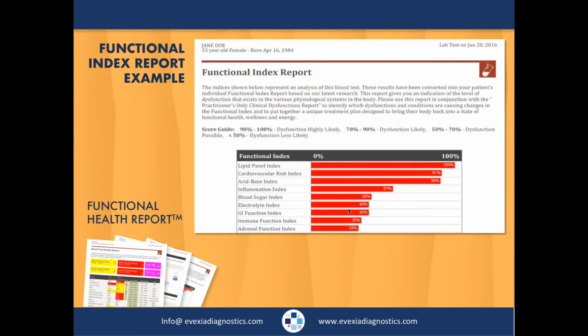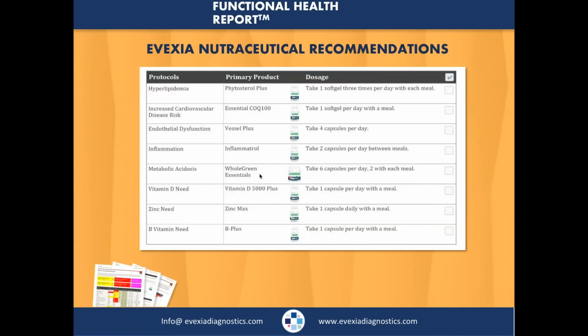Now, the functional index report is going to look at the laboratory tests, and it's going to give you an idea of the most likely dysfunctions. As you see the scoring right here, 90 to 100% dysfunction, highly likely. In this case, something's going on with the lipids, and also there was a 91% chance, which is high, of a likely dysfunction of cardiovascular. It's going to draw your attention to that. So it's a really great analysis to make sure that you're covering your bases and looking for these particular problems that the computer analysis picked up.